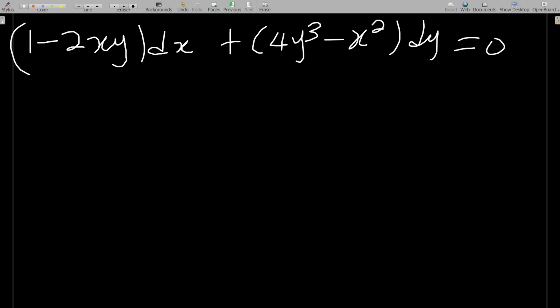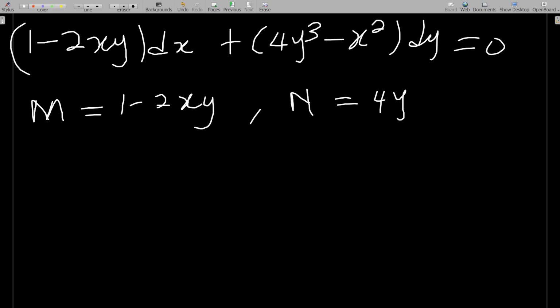to 0. If you compare this to the general form, you say that your M of x, y, let me call it M because we want to keep space here, and your N of x, y is the same as 4y cubed minus x squared. And we are saying that del M del y. So you always put in mind that M is the same as differentiating your function that we don't know with respect to x. So if I differentiate the M with respect to y, it should be equal to what?